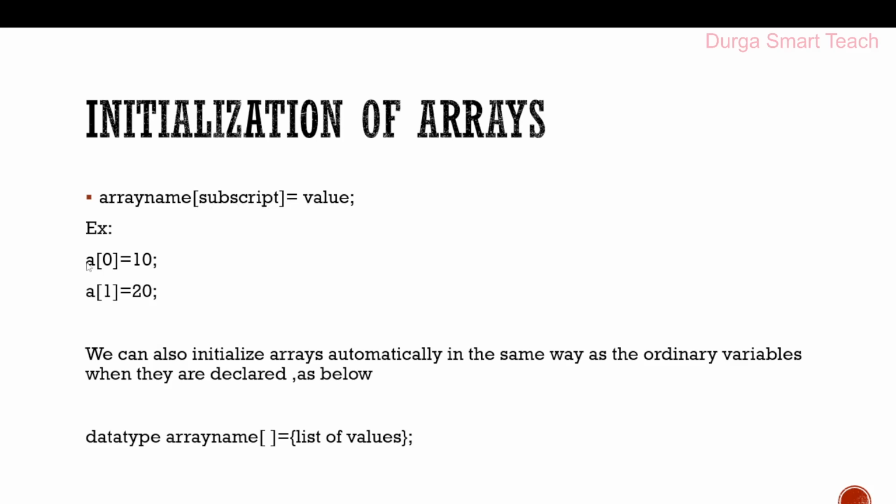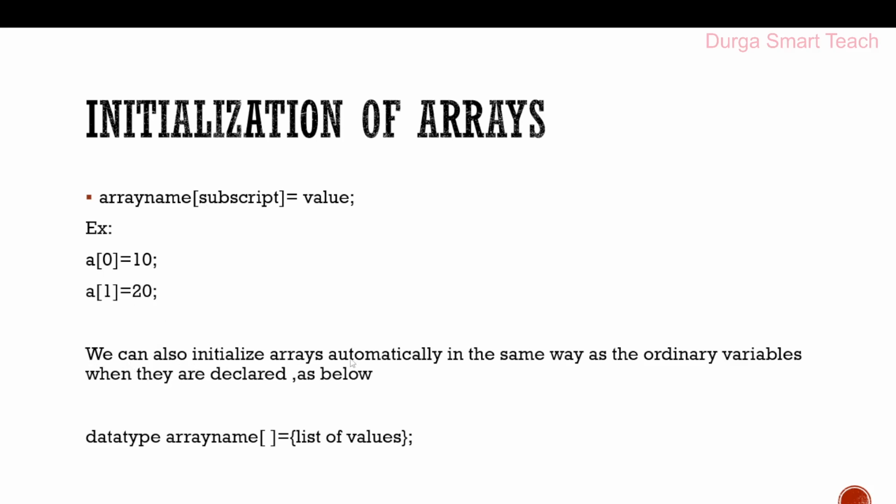So if I want to store at the 0th index, a of 0 equals 10. a is known as the array name, subscript is 0, equals 10. So in the 0th memory location, in the 0th index, it will store 10. In the first index, it will store 20, like that.